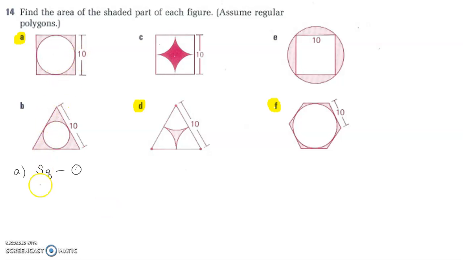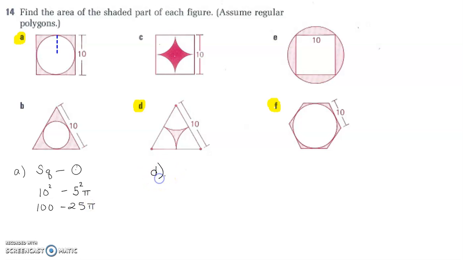So now the area of the square is going to be the side squared. The area of the circle is going to be the radius squared, and the radius is going to be half the side times pi. So 100 minus 25 pi.